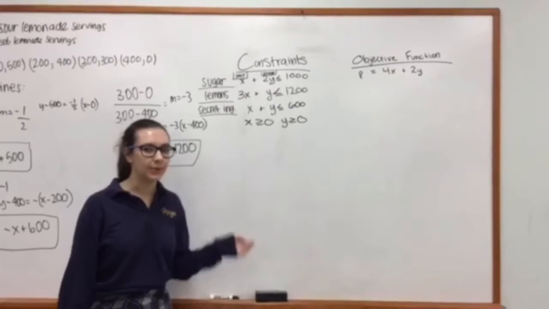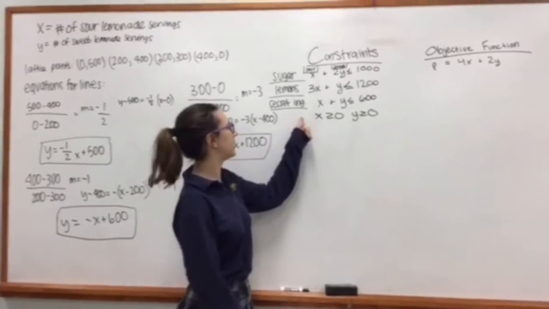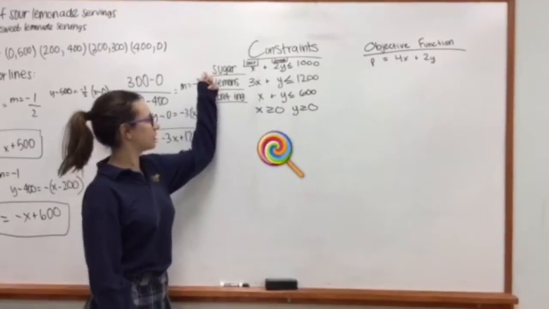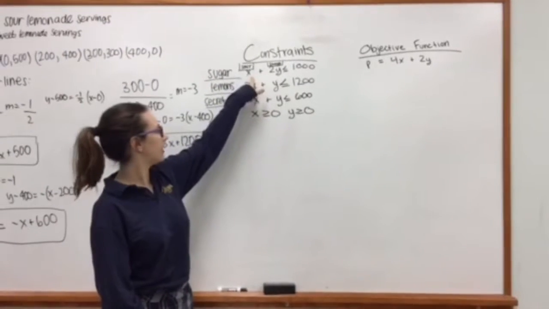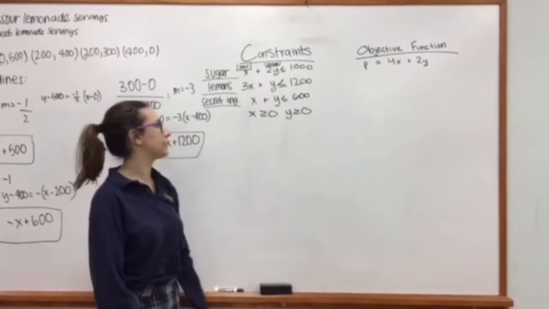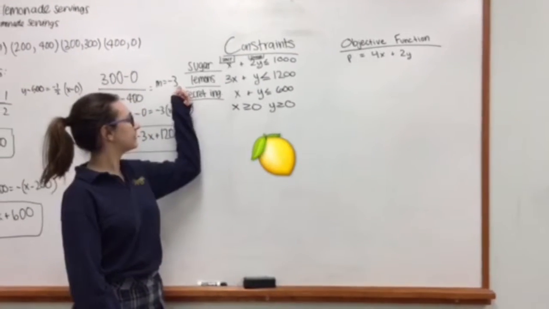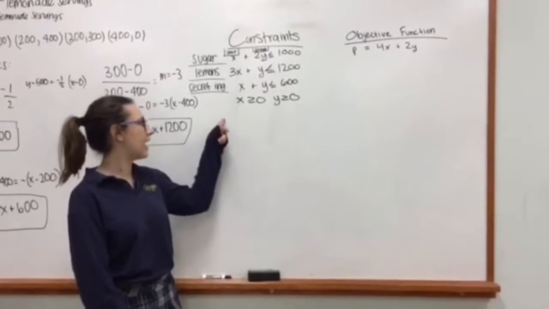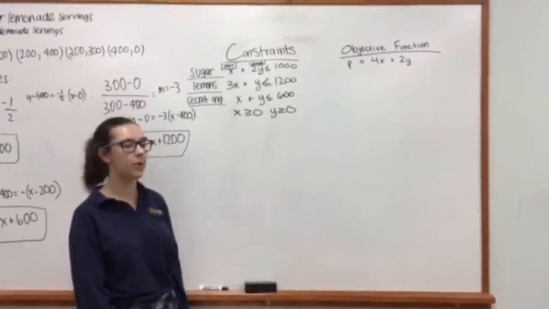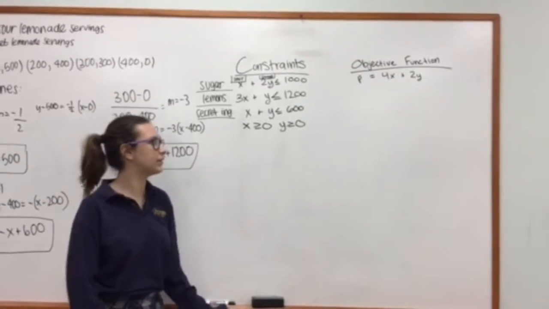After reading the word problem and taking the equations from before, we wrote some constraints. This is a constraint for the sugar. The x still equals all of the sour lemonades being sold, and the y equals all the sweet lemonade being sold. Then we have lemons, and then our secret ingredient. And we also had to include x is greater than 0 and y is greater than 0, so we don't have any negatives.